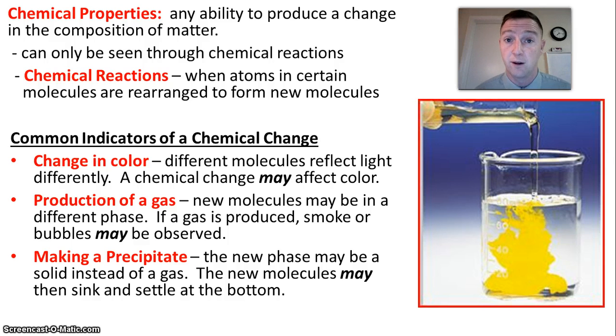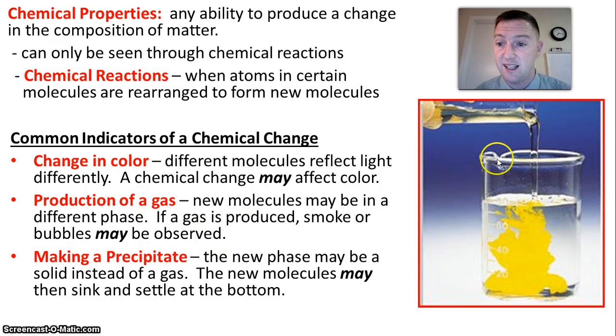So what should we look for, right? You want to know that. Well, there are others, but the three big ones, okay? Three easiest ones to recognize are change in color, production of a gas, and the formation of a precipitate. Let's go through those individually.